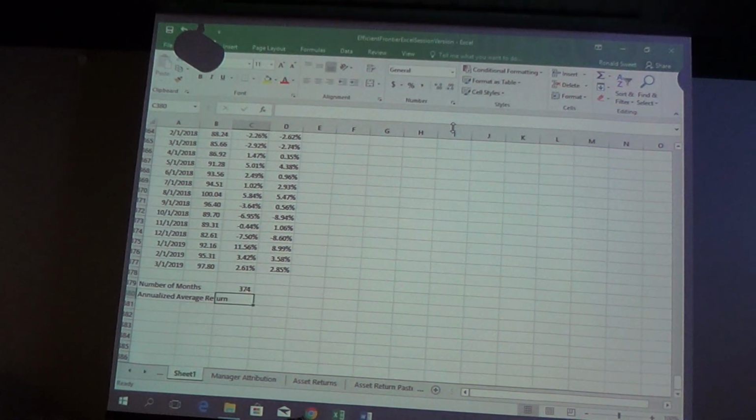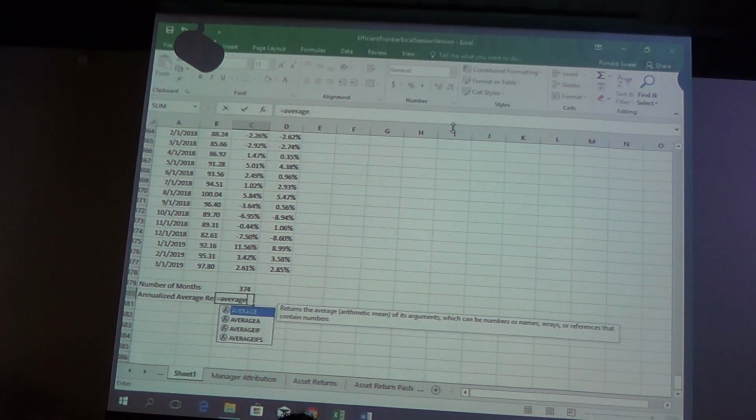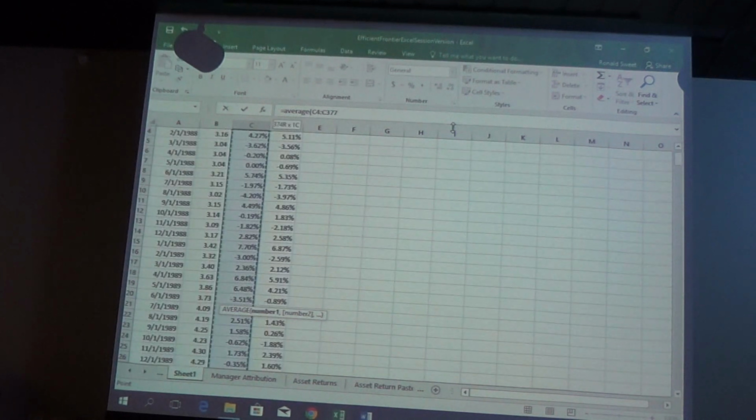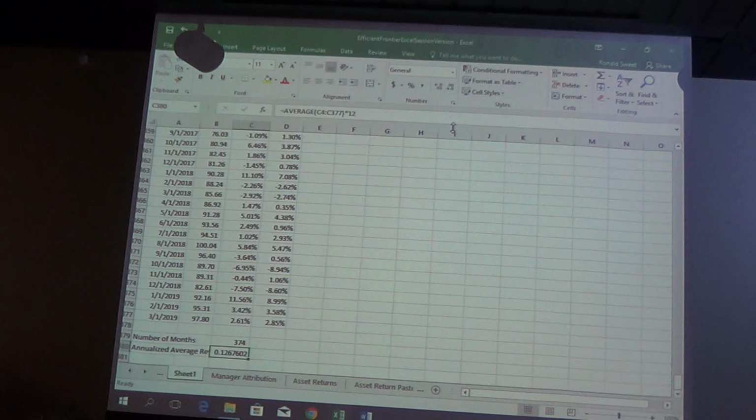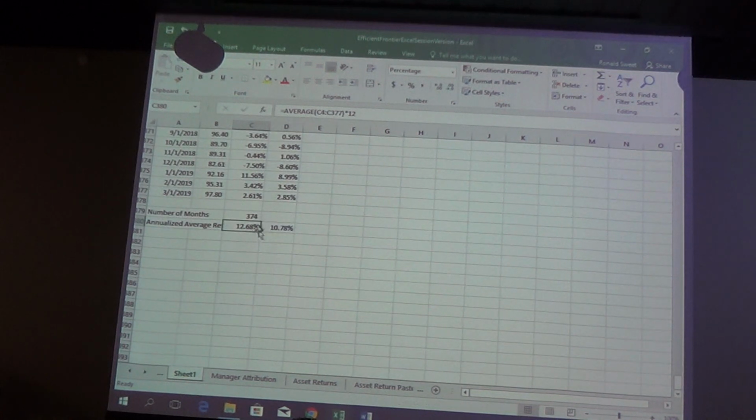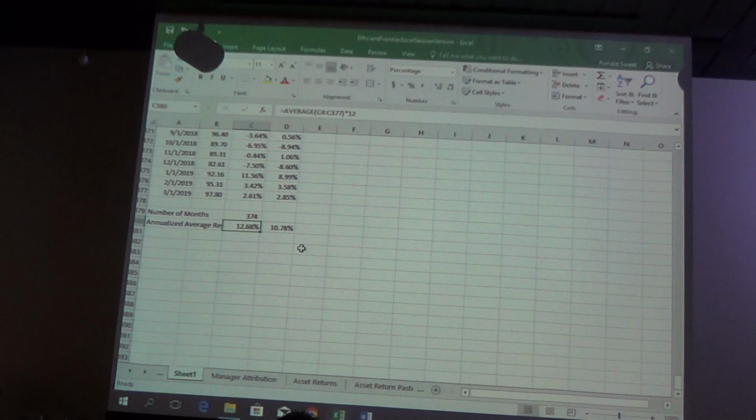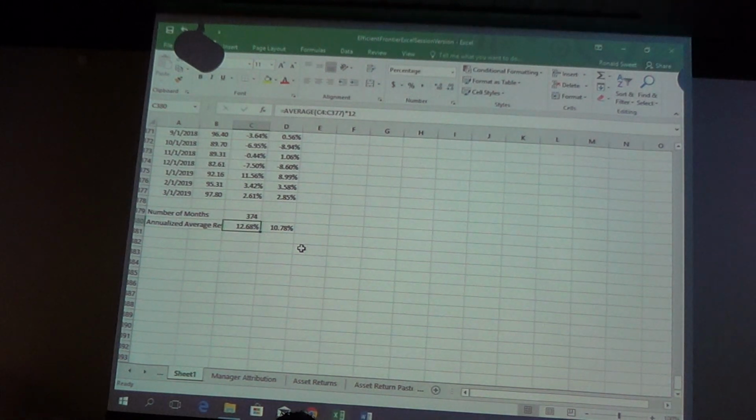So for the annualized average return, you just do equals AVERAGE. You get the return for your fund. We're going to annualize it, so just multiply by 12 because it's monthly. There's your fund return. There's the index return. Your fund has had an average return that's about 200 basis points, about 2% higher than the index.